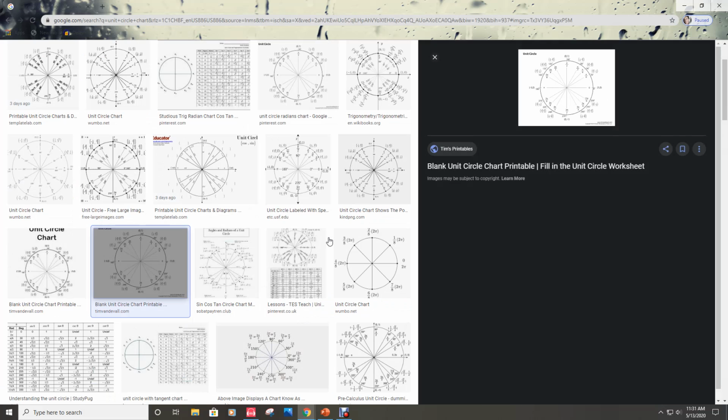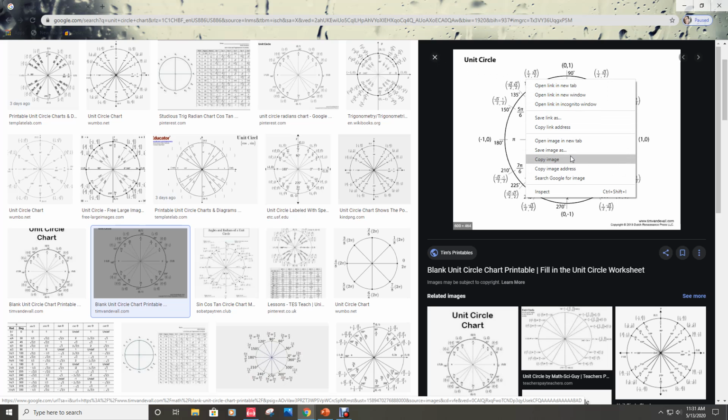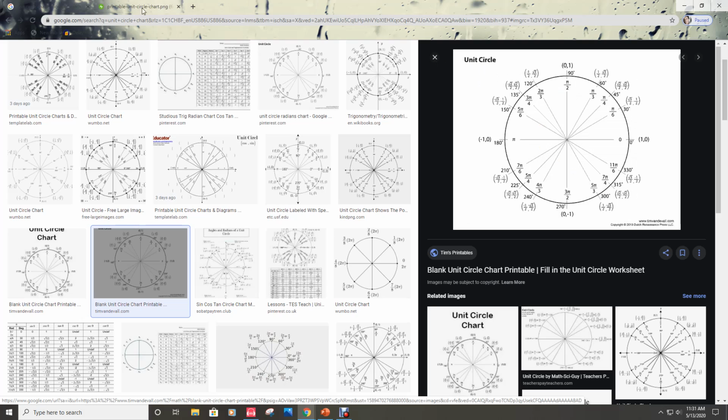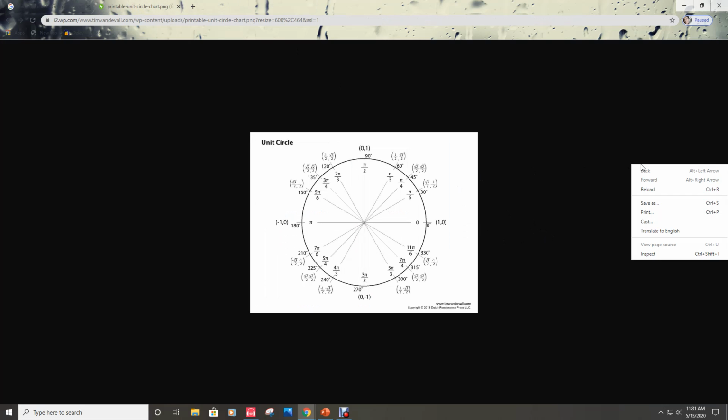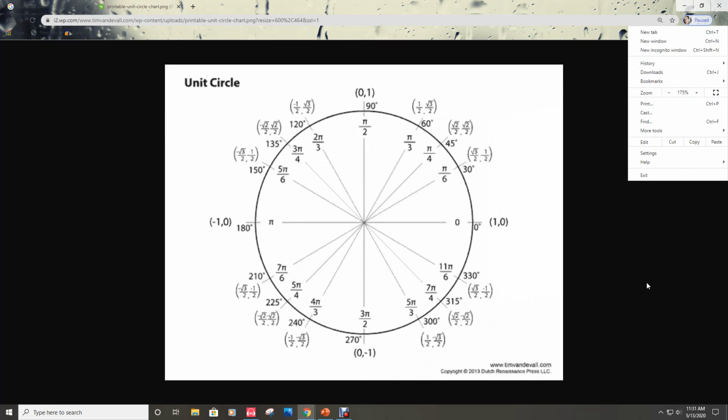Just to show you really quick, your unit circle, if you look at it over here, open image in a new tab. Here we go. Why is this so small? Of course it's so small. How do you zoom? Here we go. So this unit circle is divided up into all the different degrees. Remember, we talked about how it's divided in half, it's 180 degrees. See this 180 right here? And then once you divide it into quarters, you've got your 90 degrees.